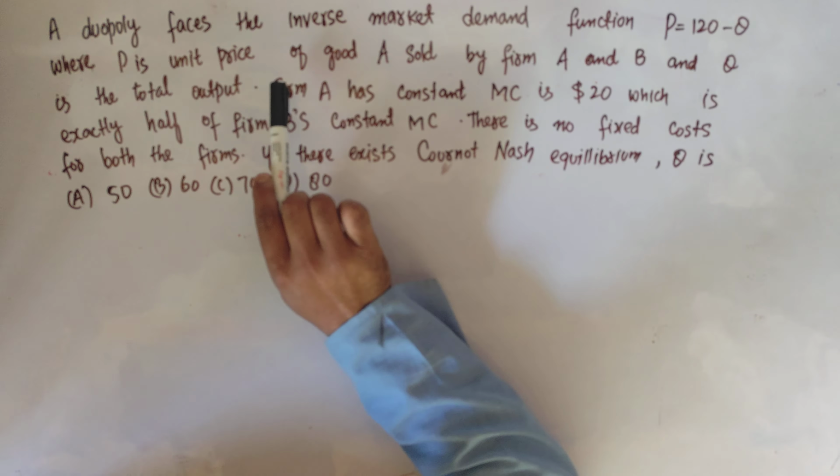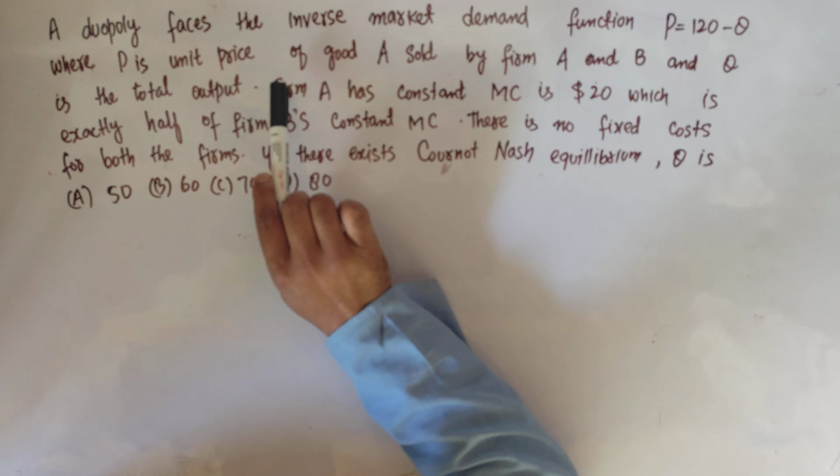Firm A has constant marginal cost of 20, which is exactly half of the firm B's constant marginal cost. There is no fixed cost for both the firms. If there exists Cournot Nash equilibrium, we need to find out the value of Q, that is the total output for this duopoly market.